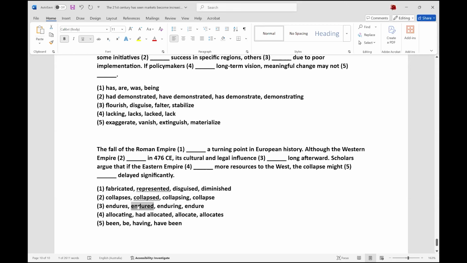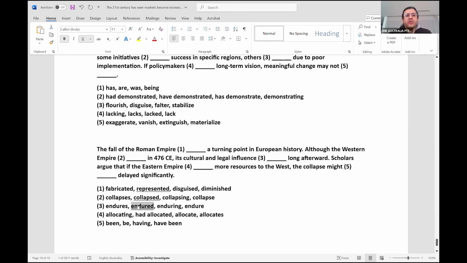Yeah, it's cultural, legal influence. If there is one thing in the present, it will be endures. If there are two things in the present, it will be endure. But if you're talking about the past, that is why it will be endured. That is the logic.